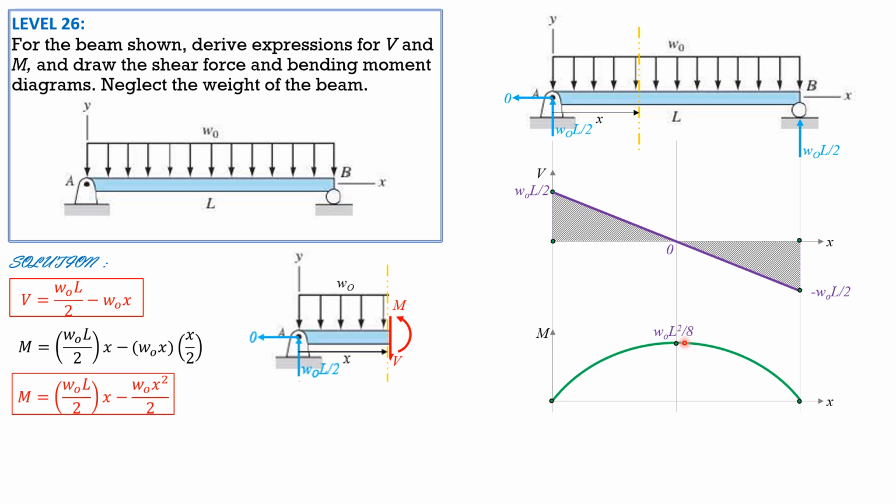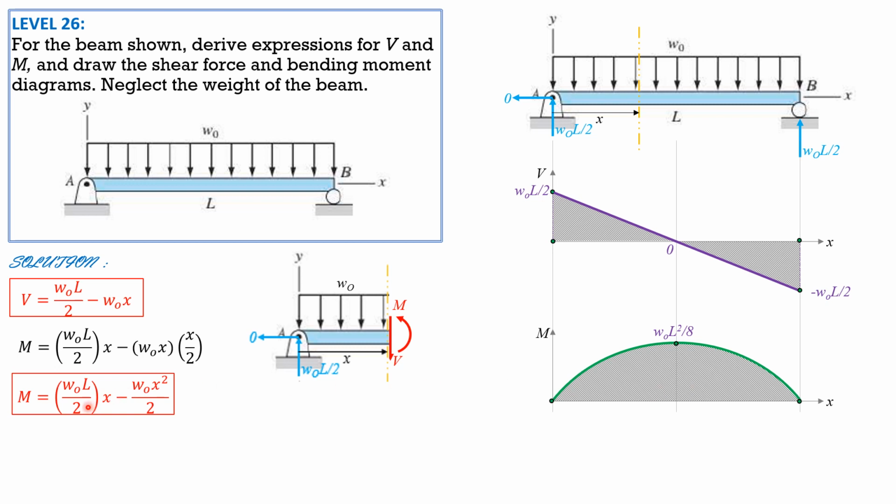And this is WOL squared over 8, the maximum moment in a simply supported beam, or end supported beam, loaded with uniformly distributed load of WO. And we may shade it. So that's it.